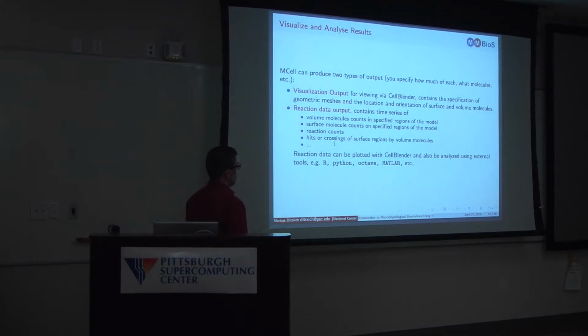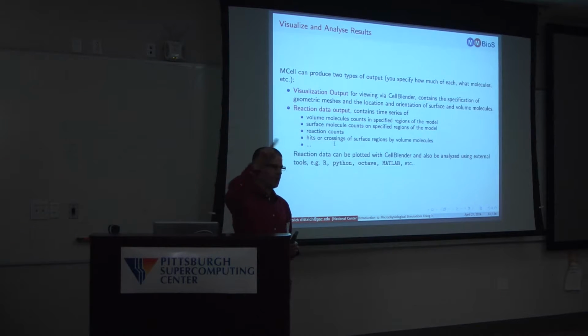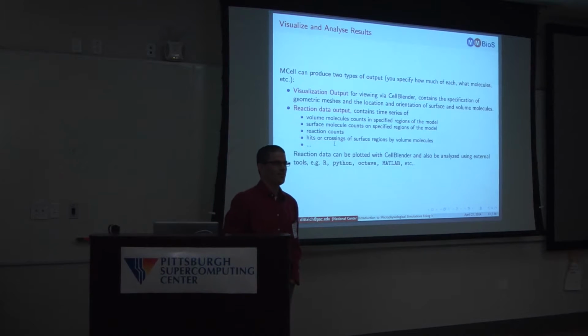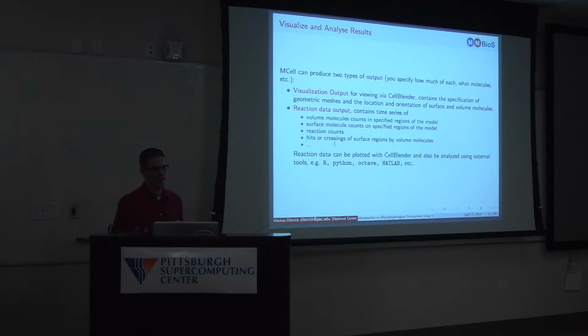Then we have reaction data output. This is basically the kinds of information: what reactions happened, how many molecules are where. These are basic text files, and the way you analyze them really depends on you. CellBlender has some capability to just plot it for you. If you just want to see how the concentration changes as a function of time, you can do this in CellBlender. But of course, you may have much more sophisticated questions. You may need to do a statistical analysis on the distribution of some molecule. Then you can, of course, use any kind of tool you want, R, Python, MATLAB, whatever your favorite statistical or analysis tool is.